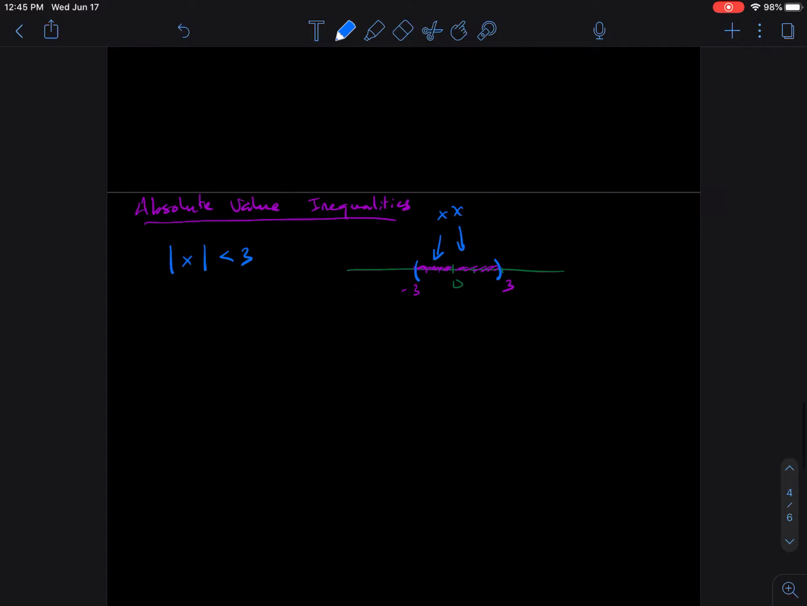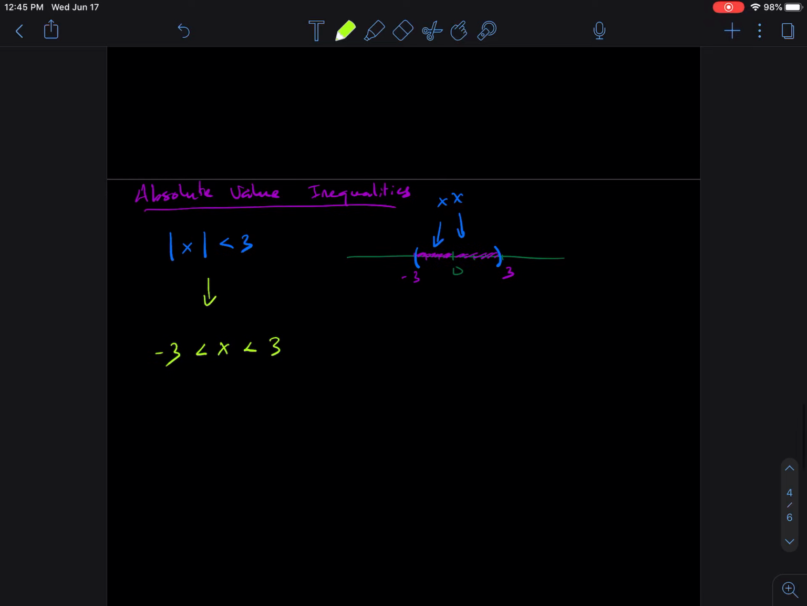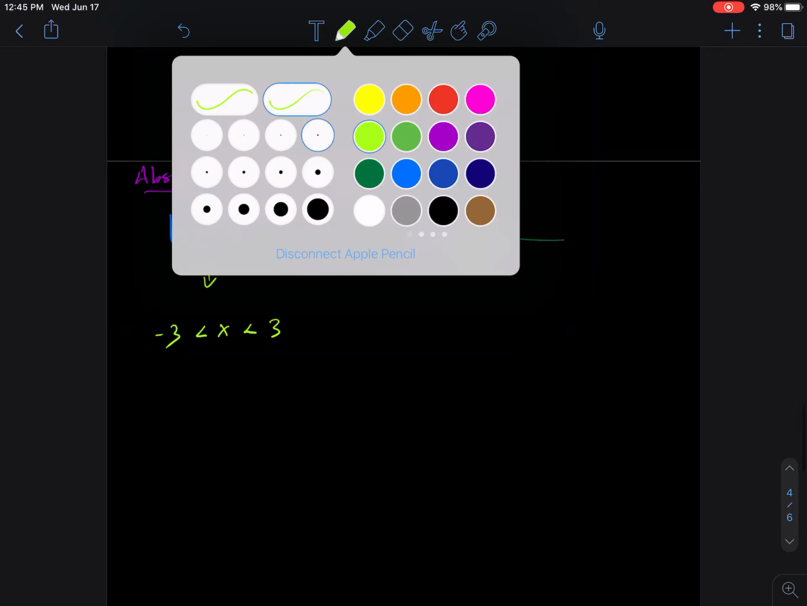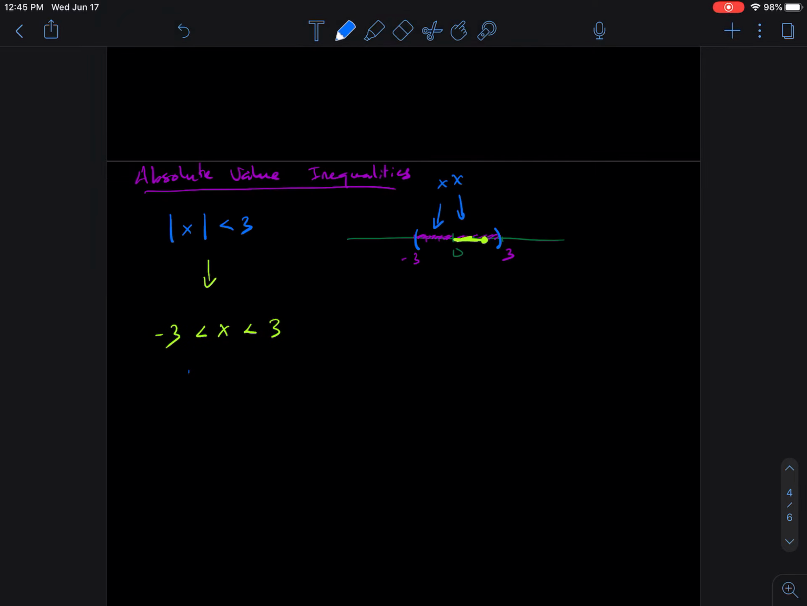So that inequality becomes this double inequality. The solution set will be all the real numbers x between negative 3 and 3. That will make certain that the distance from 0 to that number is less than 3 units. So if I pick this number here, that distance is less than 3 units, right? And then from there, we can translate this to interval notation.